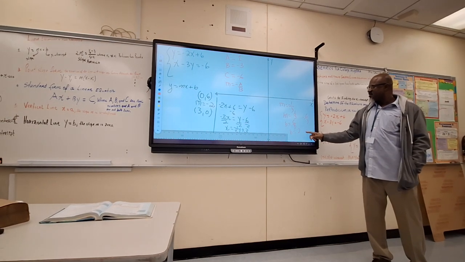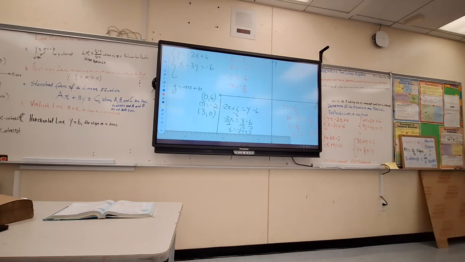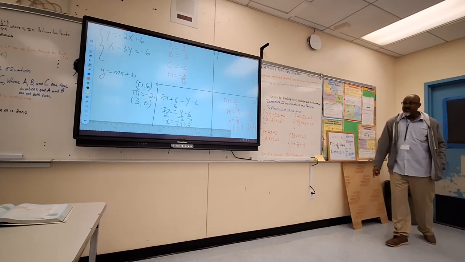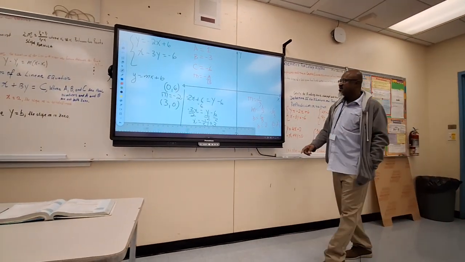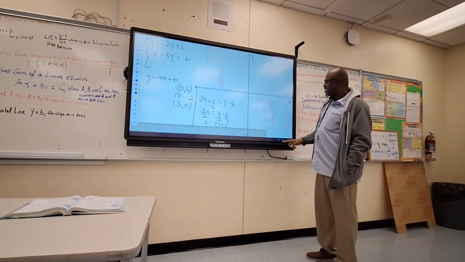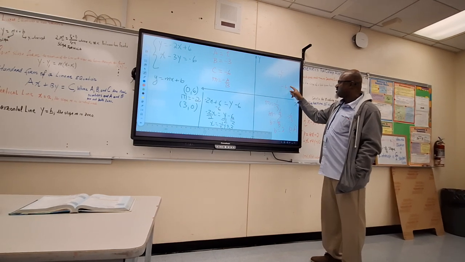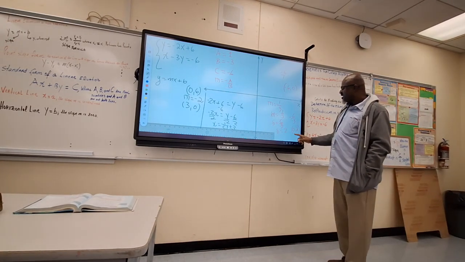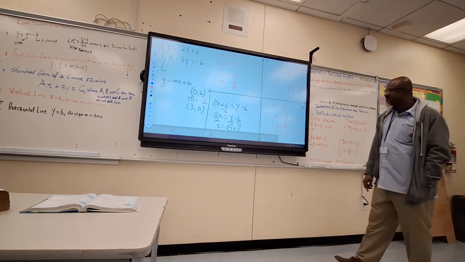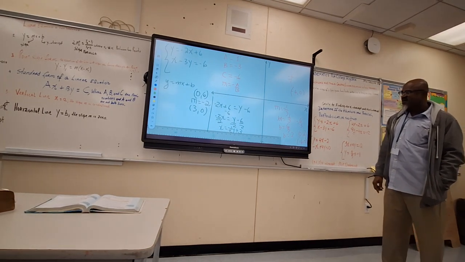(0, 2). Good. How will I find my x-intercept according to that? It is what? C over A. In this case, what is C? Negative 6. Negative 6 over 1. And my x-intercept is (-6, 0). Then I'm ready. Before I graph it, I can compare the slopes to see if they are parallel or perpendicular, right?